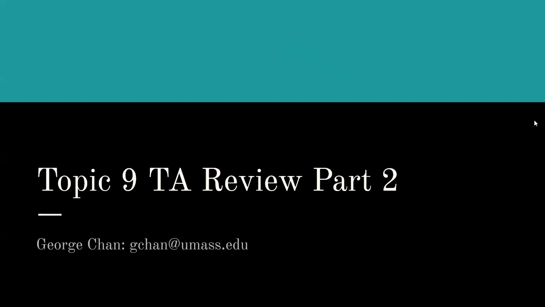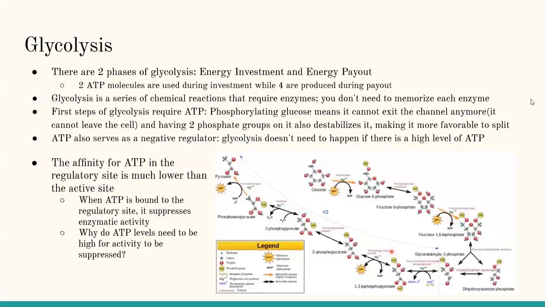So firstly, we'll be going over glycolysis. There are two phases of glycolysis: an energy investment phase and an energy payout phase. Two ATP molecules are used during investment while 4 are produced during payout. So more come out from payout than you invest, which is important because otherwise the cell wouldn't do it if you get less out of it.